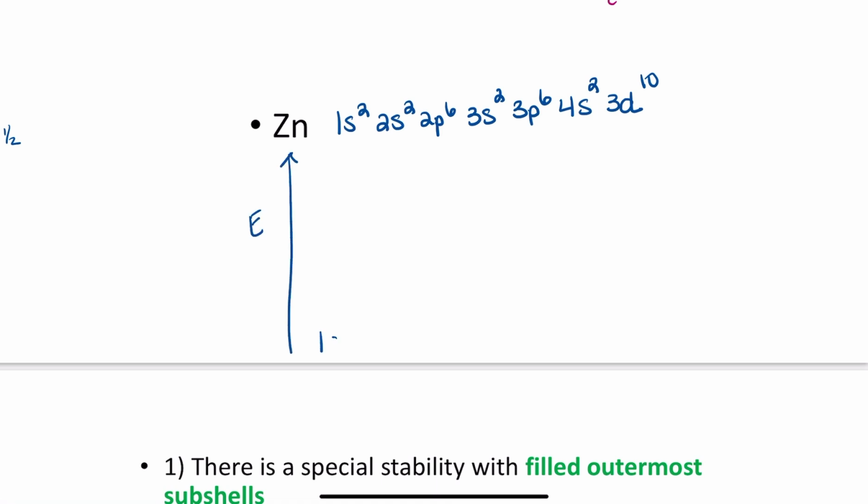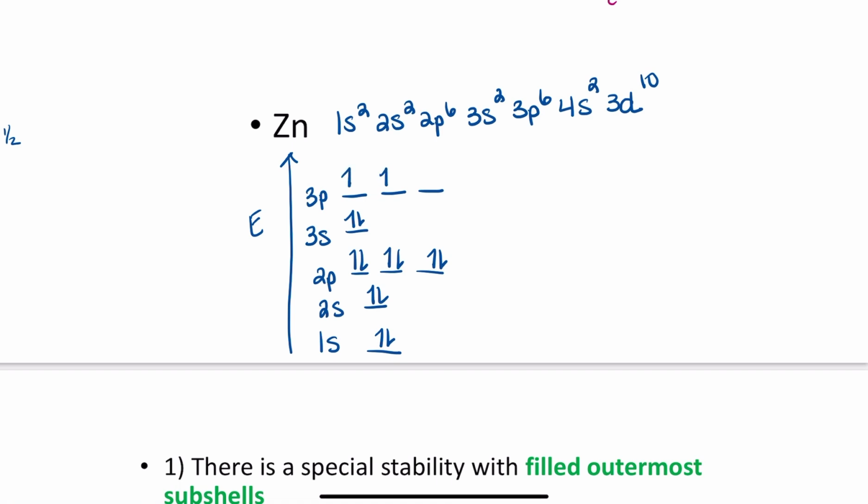For your atomic orbitals, you have 1s with 2 electrons. You have 2s with 2 electrons. You have 2p. Remember, you have 3 degenerate orbitals for 2p's, or for your p's in general, holding 6 electrons, 2 in each orbital. You have 3s, 3p. Again, there are 3 degenerate orbitals.